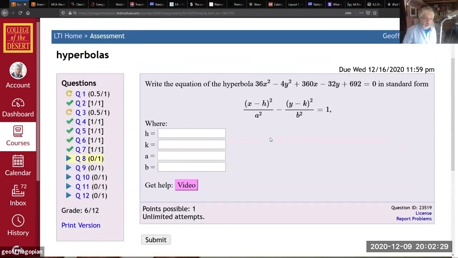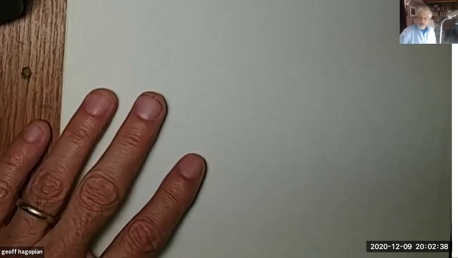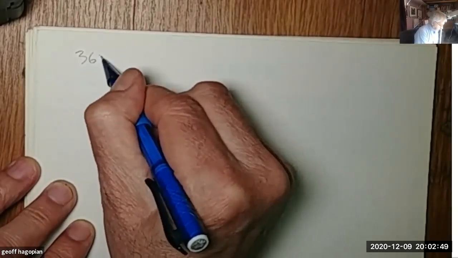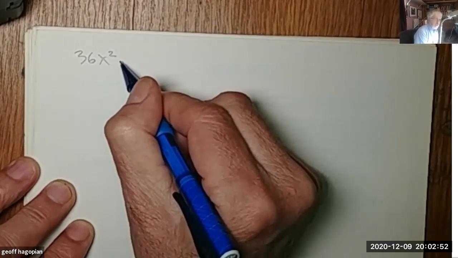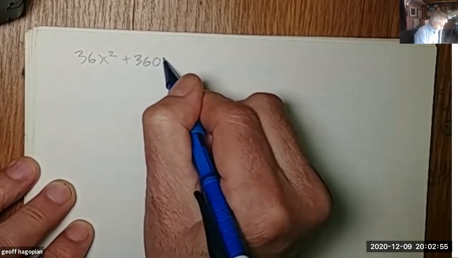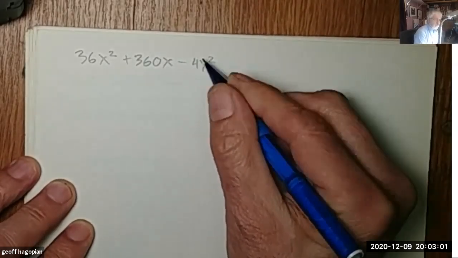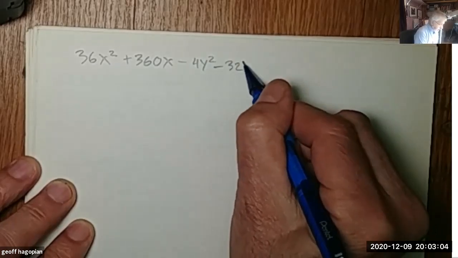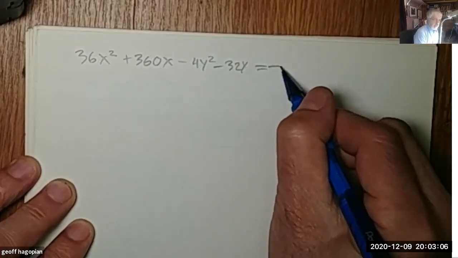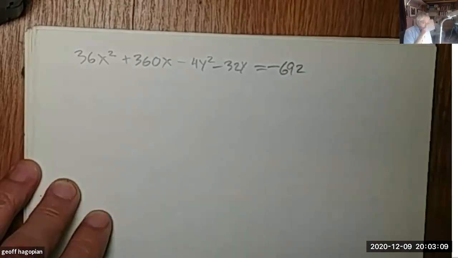All right, let's see if this is any more challenging than the last one, which worked out rather nicely, didn't it? Okay, here we go. Somewhere down here is the top. So we've got 36x squared. I'm going to write plus 360x. So I'm writing the x terms first, right? Anticipating that I want them to be together. Minus 4y squared minus 32y. And I'm going to subtract the 692 from both sides, right?